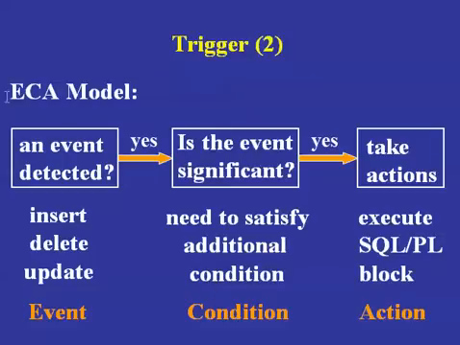So here, they call it the ECA. There is an event, we check for a condition, and then we take an action. So what is it that happens? Insert, delete, or update. If that happens, then we check for a condition. If the condition is satisfied, then we're going to execute some action.